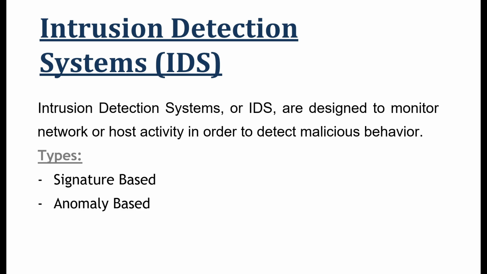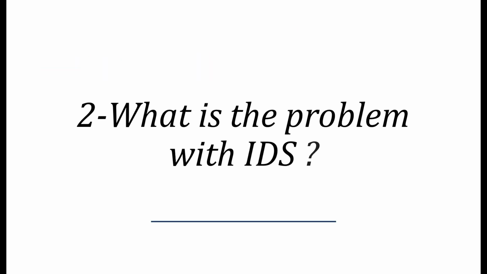Second, we have anomaly-based IDS. This learns a model of normal behavior and flags anything that deviates from it. They can catch novel attacks, but they come with their own challenges, which is exactly what we will talk about in the next slide. Second, what is the problem with IDS?